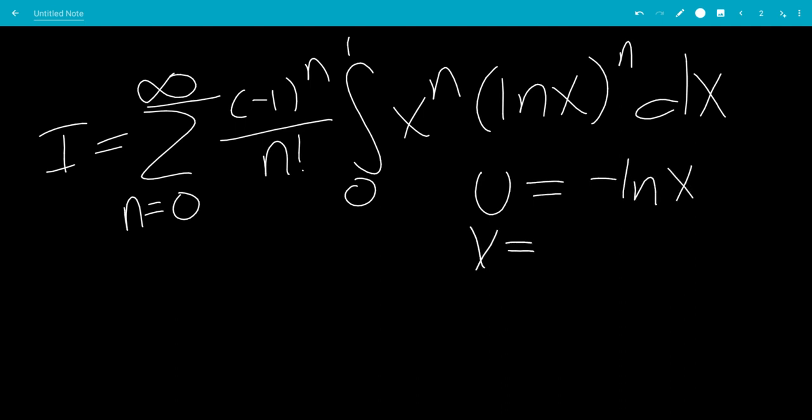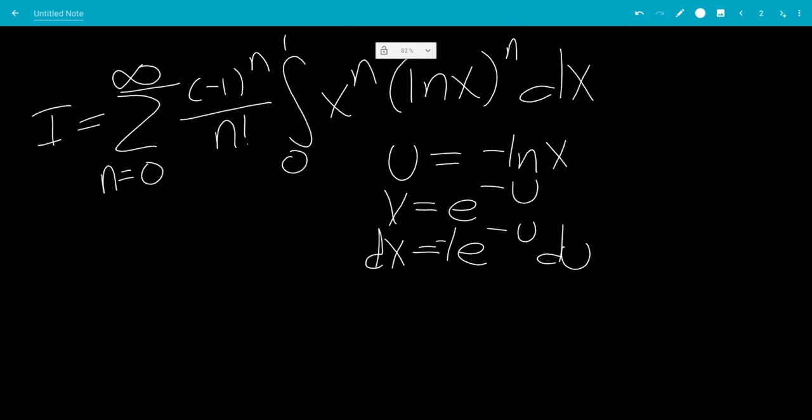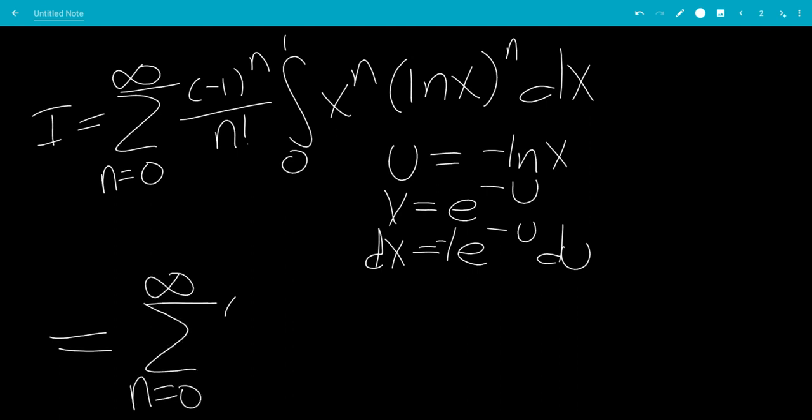That means x is e to the minus u, or dx is e to the minus u du, but we have to multiply by the derivative of the inside, which is negative 1. So let's plug all the stuff in. So this will be the sum, n goes from 0 to infinity, negative 1 to the n over n factorial. When x is 0 plus, ln of 0 plus is negative infinity, so negative times negative infinity is positive infinity, and ln of 1 is 0.